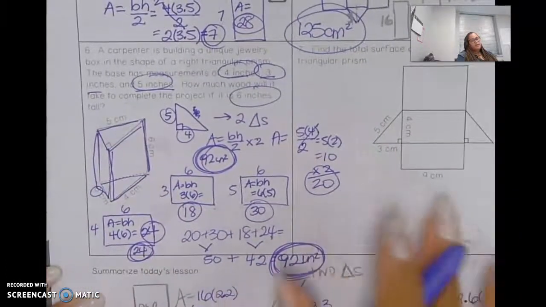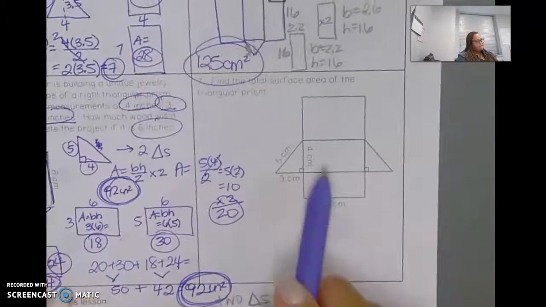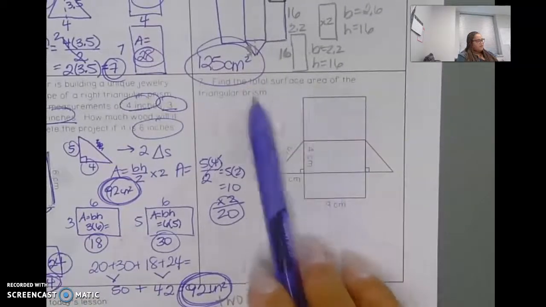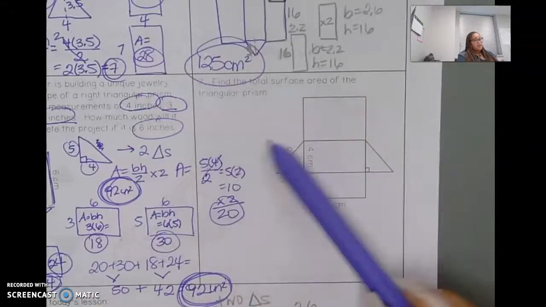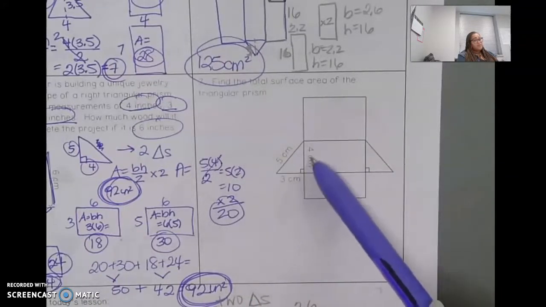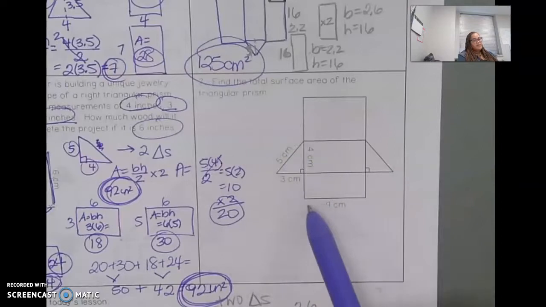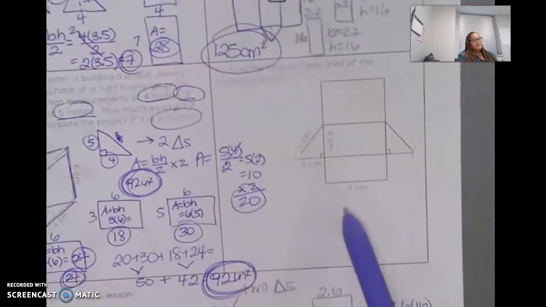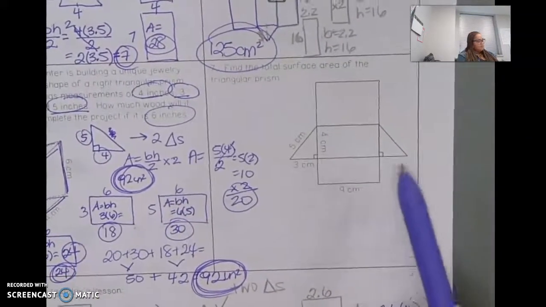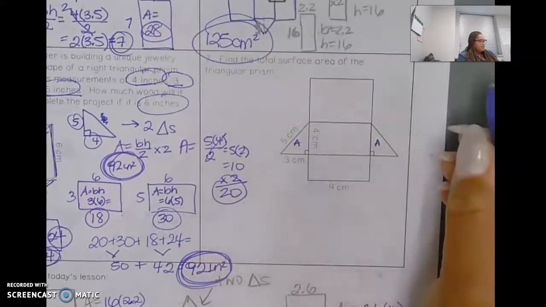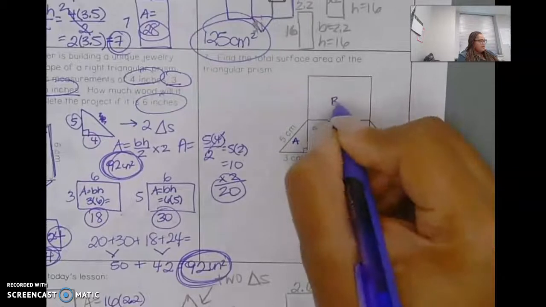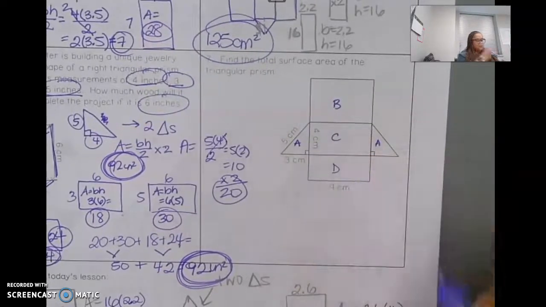Then over here, find the total surface area of the triangular prism. Now this is the same kind of triangular prism because it's got the 3, 4, 5 right triangle, but instead of having a height of 6, this has a height of 9. So these 2 triangles are shape A and shape A because they're in common, and then this is B, C, and D because all 3 of these rectangles are different.